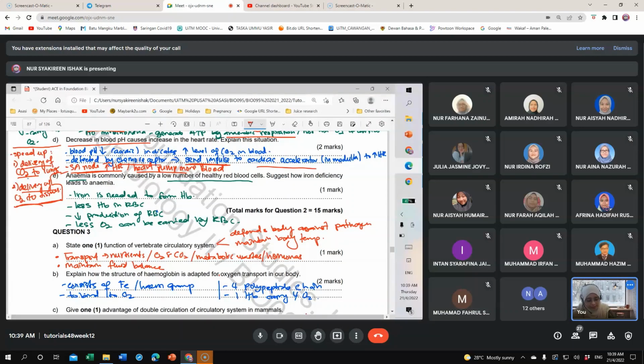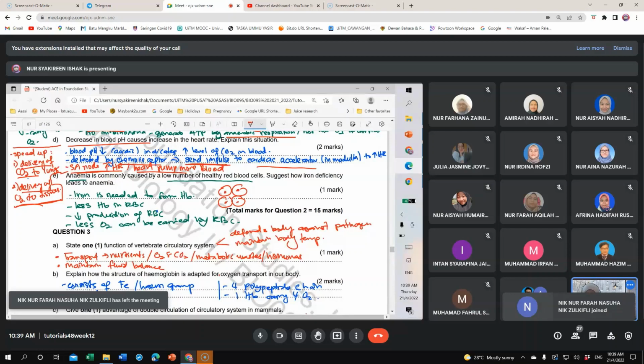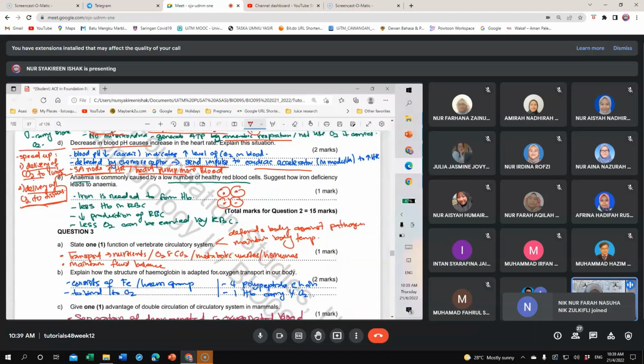Okay, so iron is needed to form hemoglobin. Kan, hemoglobin ada 4 subunit. Dalam tu ada iron. Okay, ada hem group that has iron. So if there's less iron, iron deficiency, so less hemoglobin will be in the red blood cell.